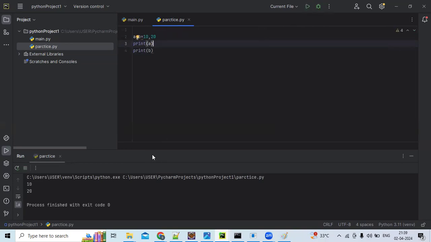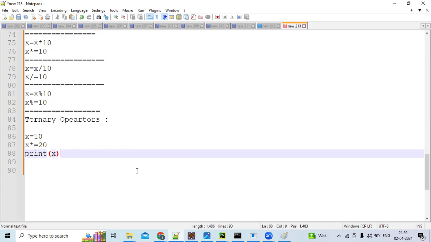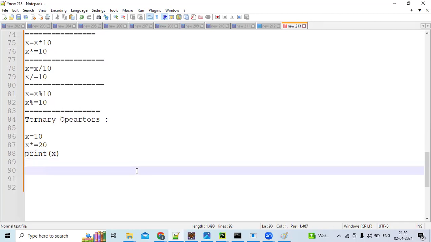Now, what is a ternary operator? Ternary means, suppose A less than B is the condition. There will be some value on the left side and some value on the right side. If the condition is true, the left value will be considered. If the condition is false, else, the other value, 40, will be taken.